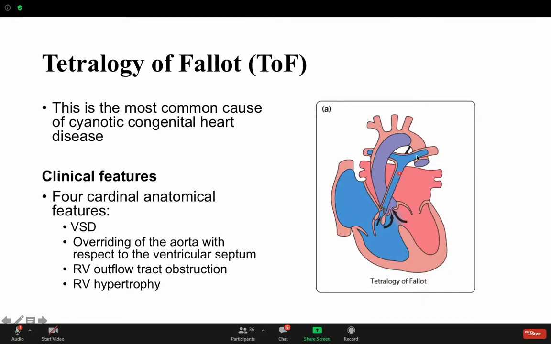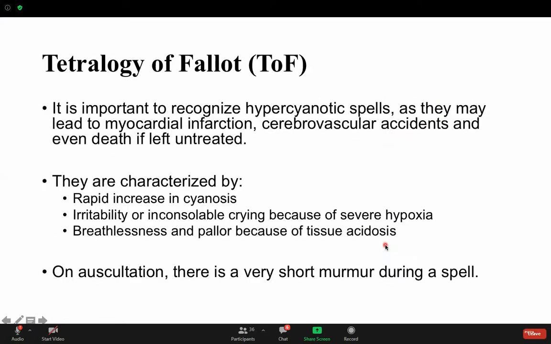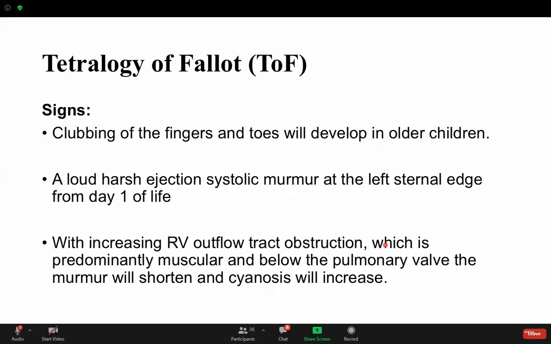إذا قل الدم اللي رايح يصير more cyanosis, more hypoxia, irritability. واضح؟ Other signs of tetralogy of Fallot يصير عندهم clubbing of the fingers and toes. ليش الكلابينج؟ لأنه of prolonged cyanosis. Prolonged cyanosis يسوي عندك clubbing. Okay? And they will have a loud harsh ejection systolic murmur at the left sternal edge.